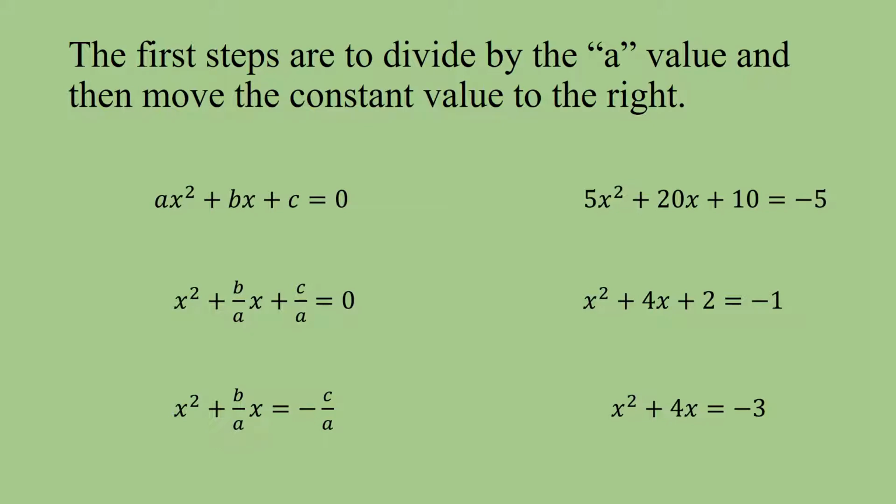The first step to completing the square is to divide by the a value, where the a value is just the coefficient of the x squared term. For the left equation, everything was divided by a, and on the right equation, everything was divided by 5. The next step is to move the constants to the right. Since c over a is a constant on the left side, I want to subtract both sides by c over a for the equation on the left. For the equation on the right, I want to subtract 2 because of the plus 2.